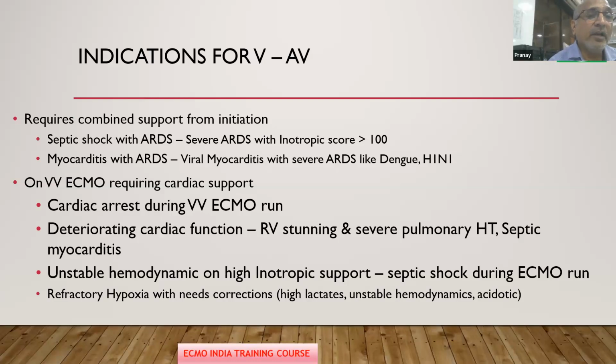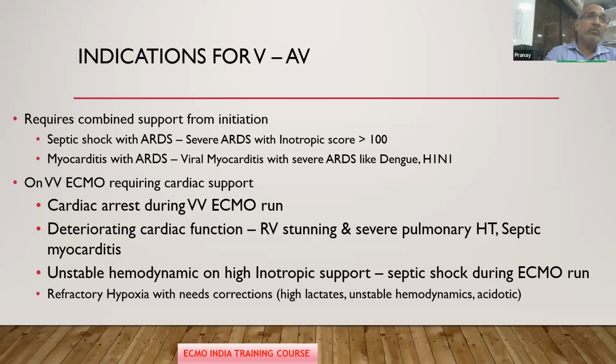You might require hybrid ECMO when the patient is in septic shock with severe ARDS, with inotropic score more than 100. In that case, you might have to go for a VAV ECMO because we want to support both heart as well as lungs. Or in case of myocarditis with severe ARDS, like in case of dengue or H1N1, and they have significant myocarditis also. So you need to support both heart as well as lung. Then you can go for a VAV ECMO.